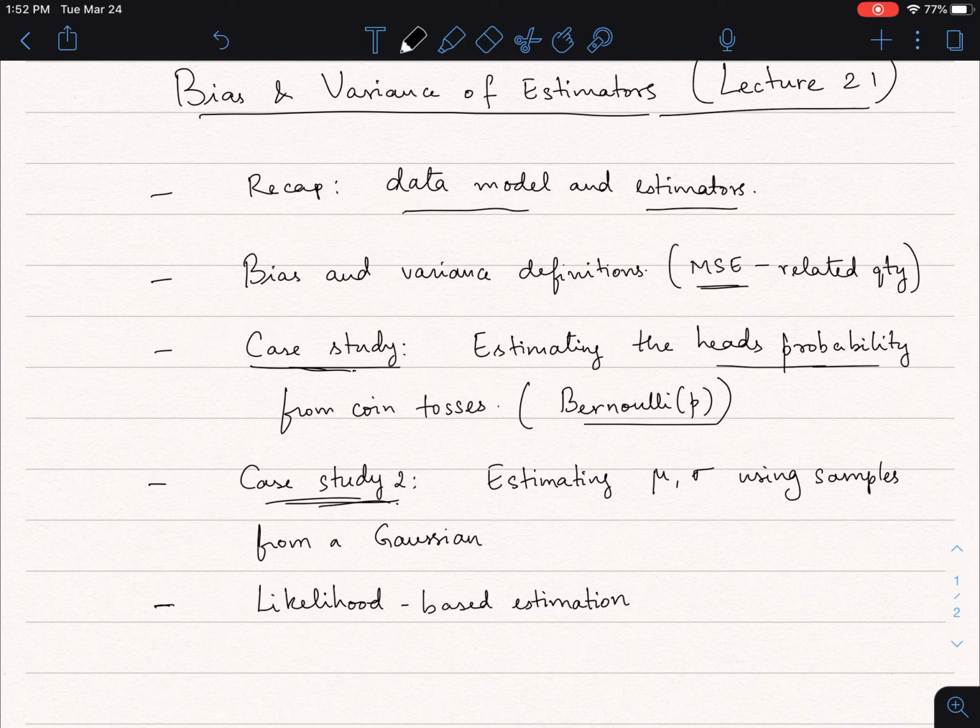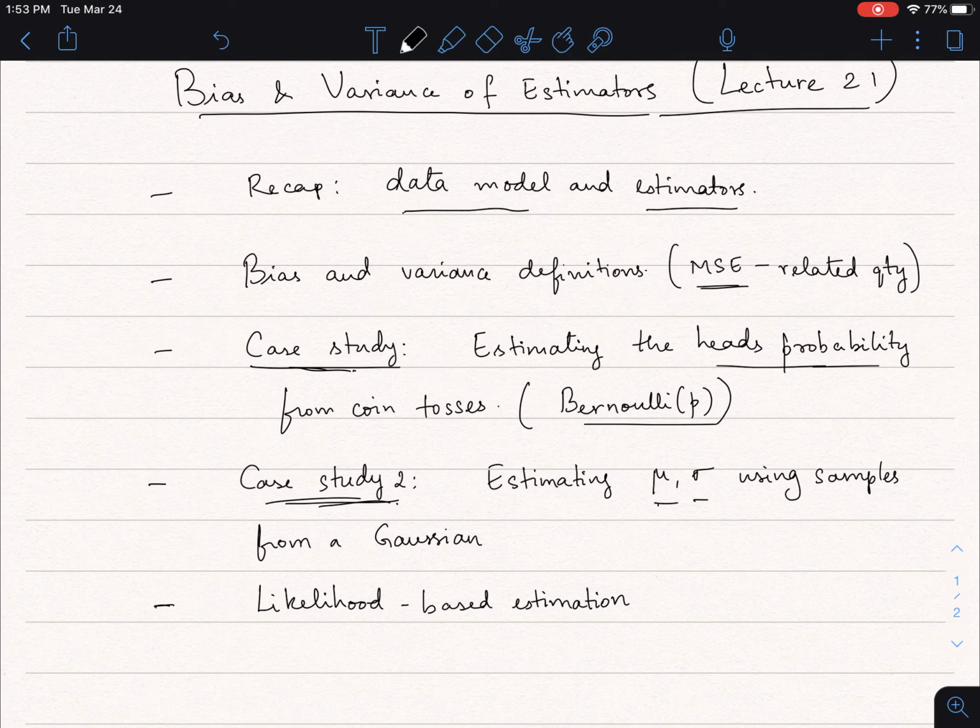Okay, and then we will look at this question. So now you have two parameters, mu and sigma, and let's say you have a bunch of samples that you draw from a Gaussian with parameters mu and sigma. How do you estimate these parameters? What are the bias and the variance of these estimators, and so on?